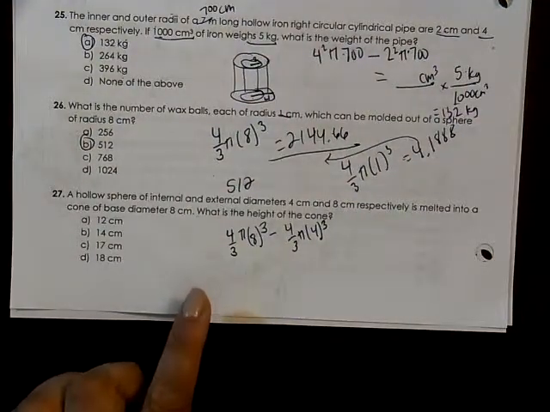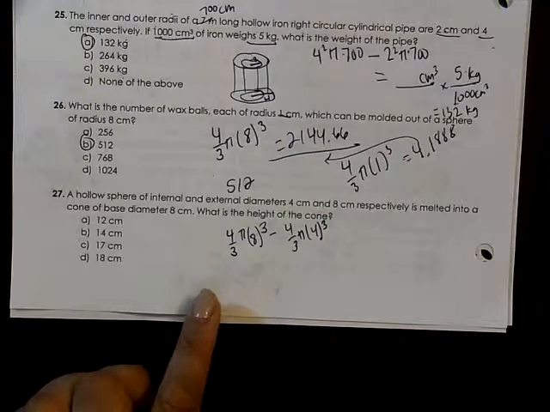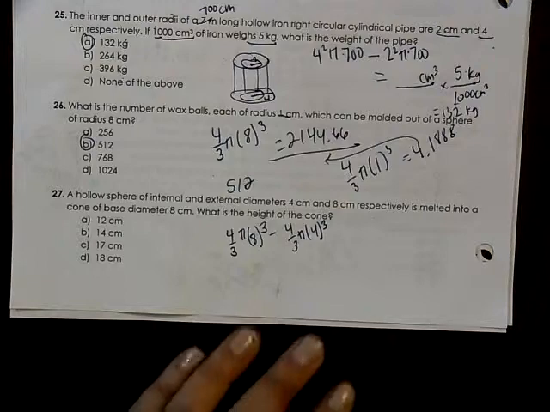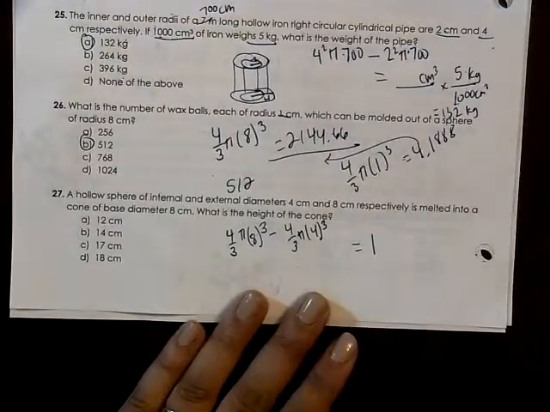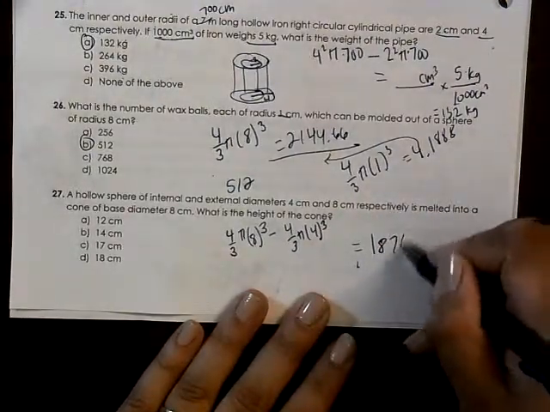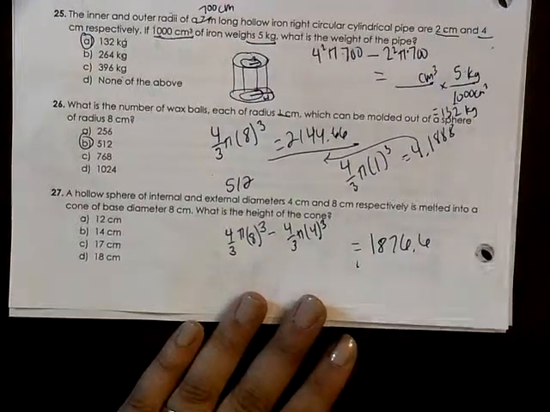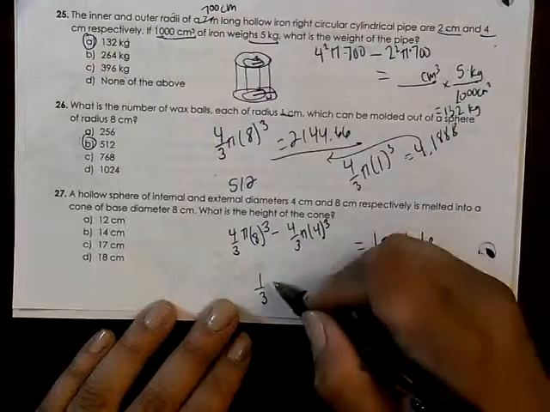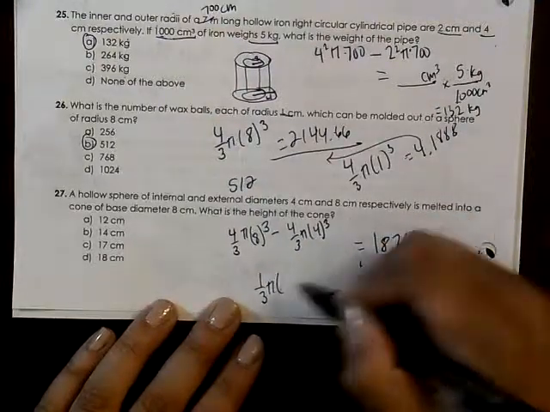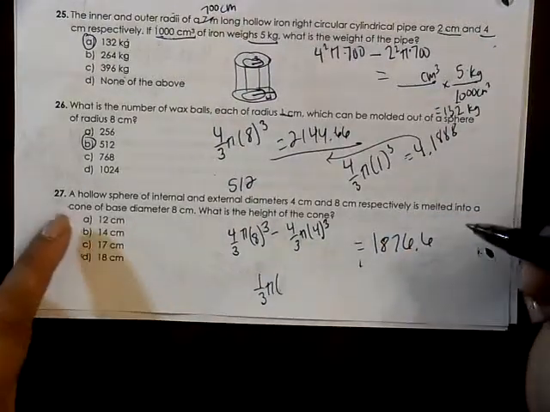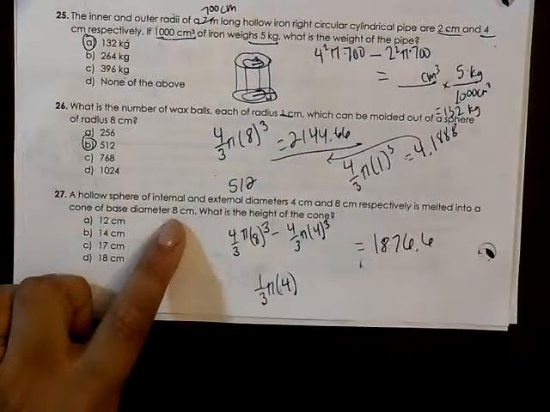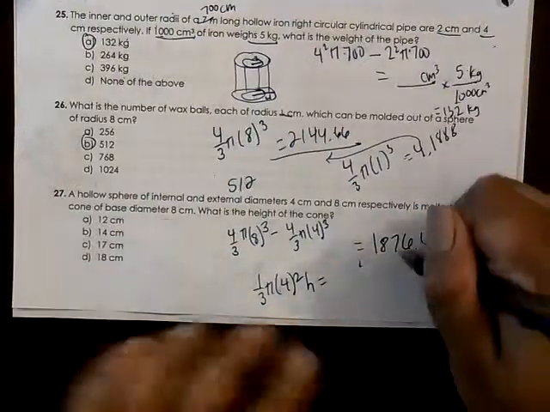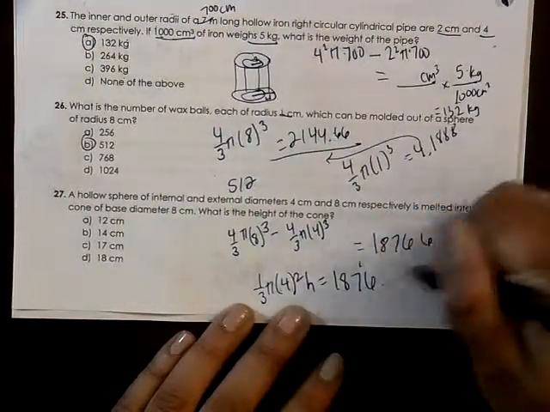And then once you get to that measurement, you want to then convert to the cone. So this came out to 1,876.6. We want to then use the cone formula to find our height. 1/3 pi, r was 4, squared h. And h is what we're looking for, setting it equal to the answer we just got.